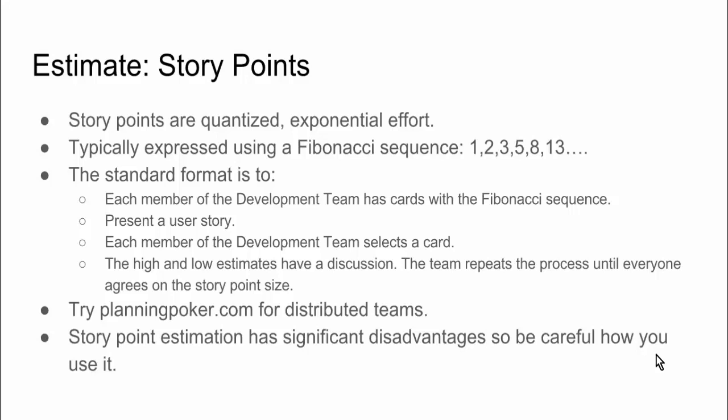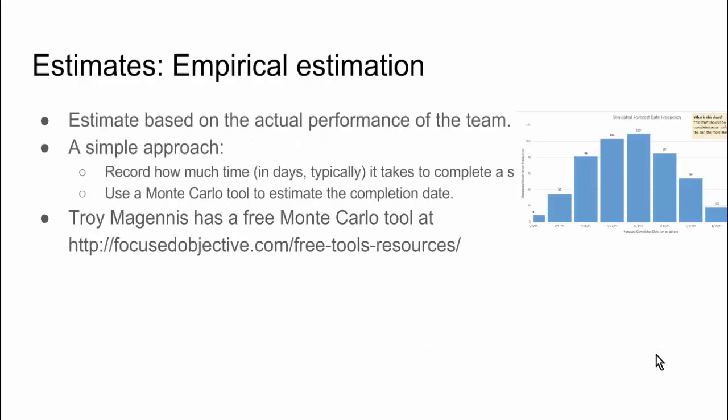Now, story point estimation has very significant disadvantages. In fact, Ron Jeffries, who might have invented story points, says that he might not want to do this anymore. He apologizes for it. There are many problems with story points. They can be easily gamed. They don't take into account wait time between teams. So be cautious about how to use story points.